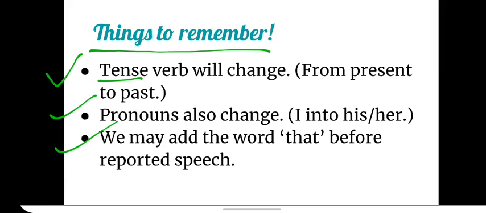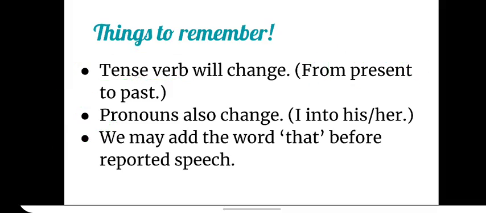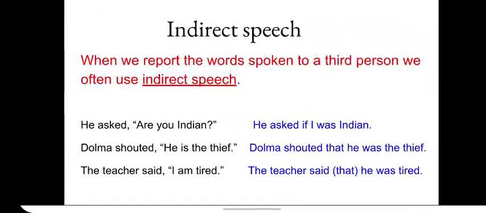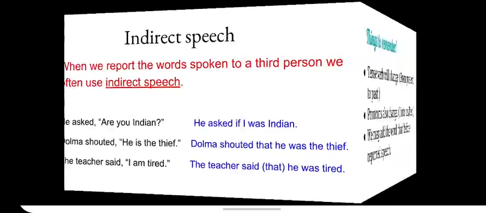So tense means time, okay? So the verb which shows time will change. For example, from present tense it will be past, like is will become was. Here is an example. So here we saw that are you Indian? It's in present tense. I was past tense. You can see that there is a change in tense verb.